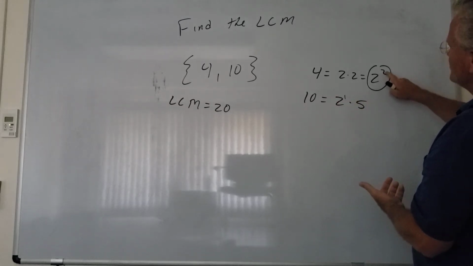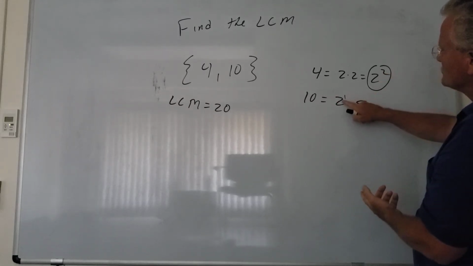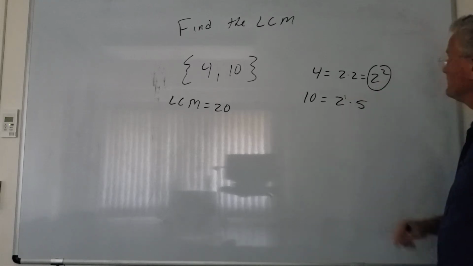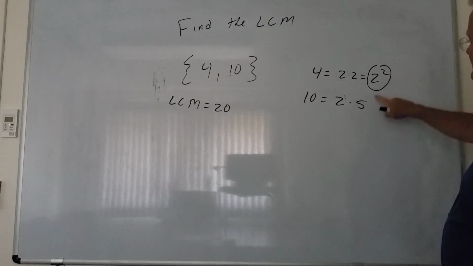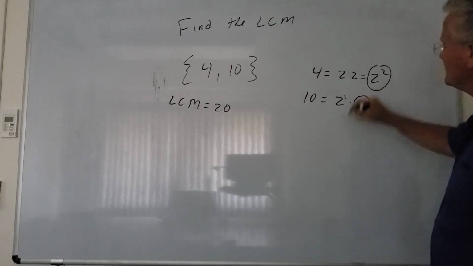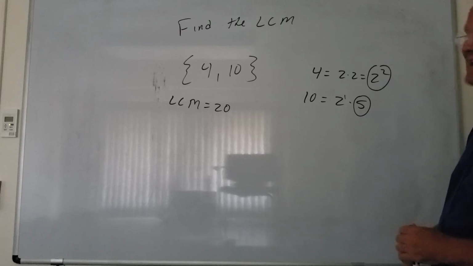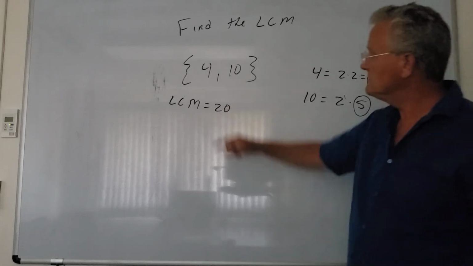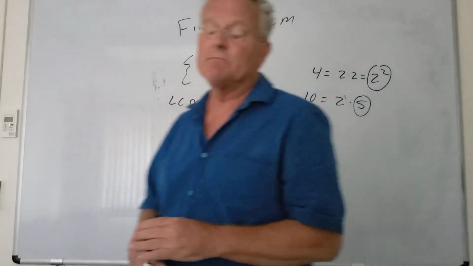This is saying there are 2 2s. This is saying there's 1 2. 2 2s is more than 1 2, so we circle it. This has no 5s. This has 1 5. 1 5 is more than no 5s, so we circle it. So the least common multiple is the product of these circled quantities. 4 times 5 is 20. So that's the least common multiple.